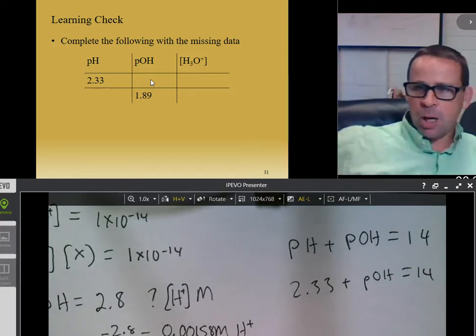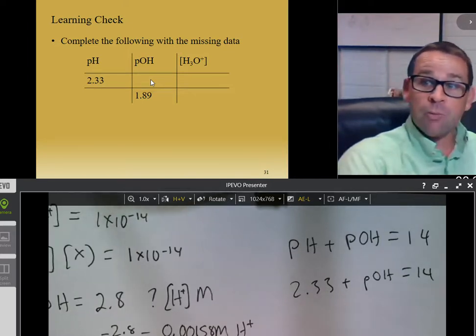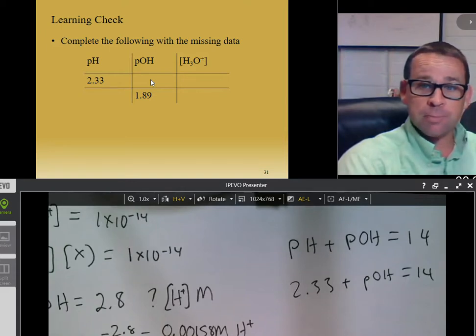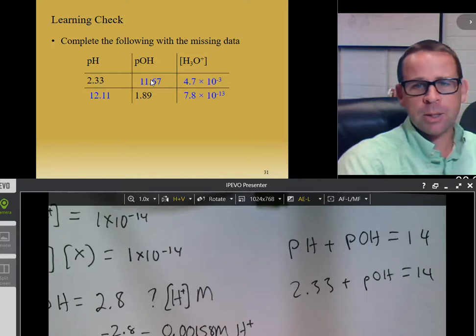Go ahead and push pause, finish it up, and then when you're done, start this up again. If you haven't finished, push pause and finish up. All right, so hopefully those are the values that you got. If you can't get those, go back and look at what I did with my calculator to make sure you can see what to do.